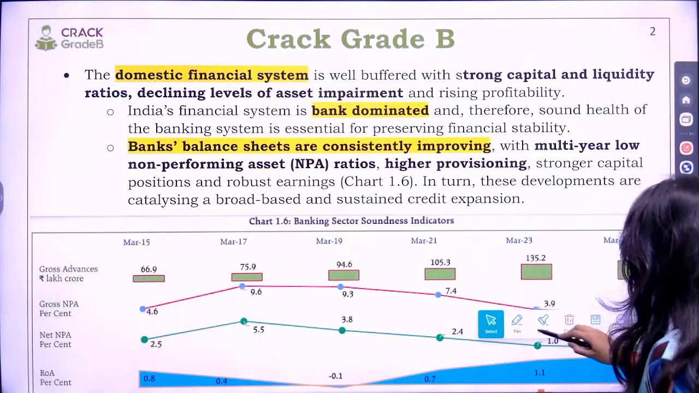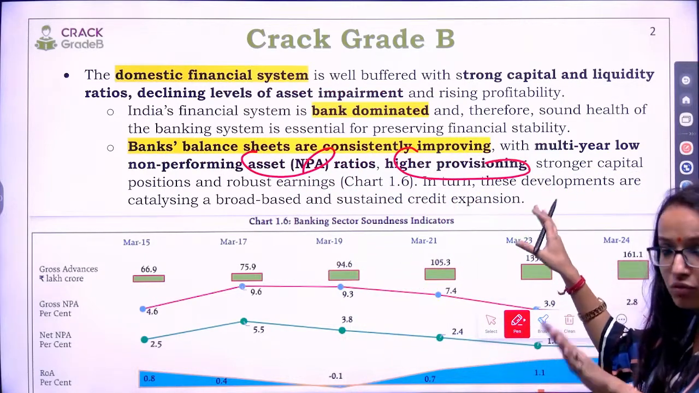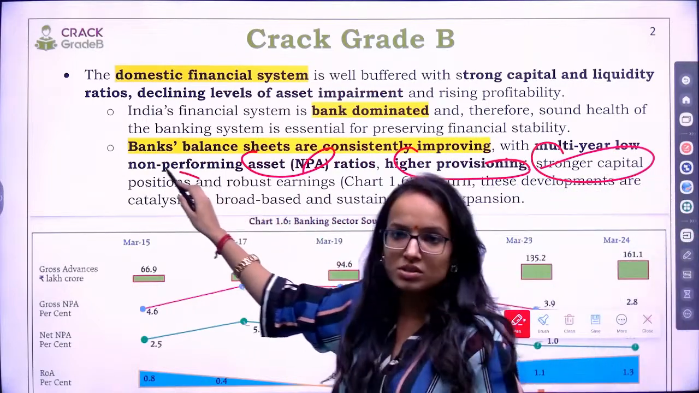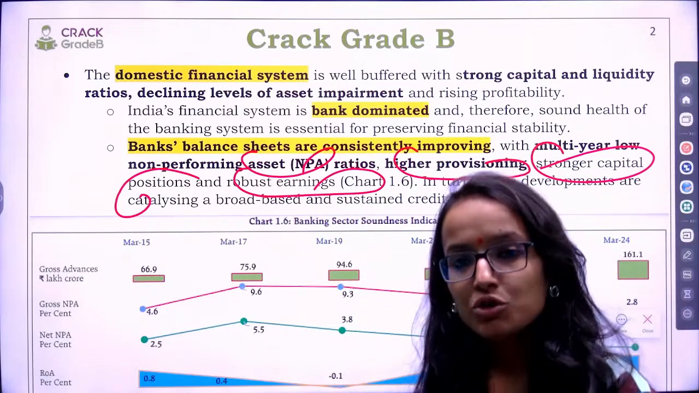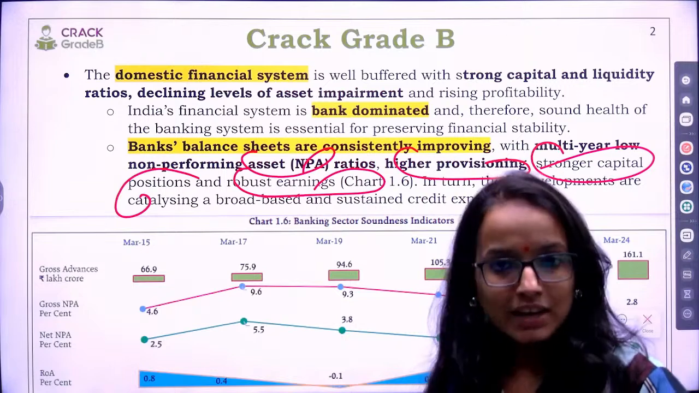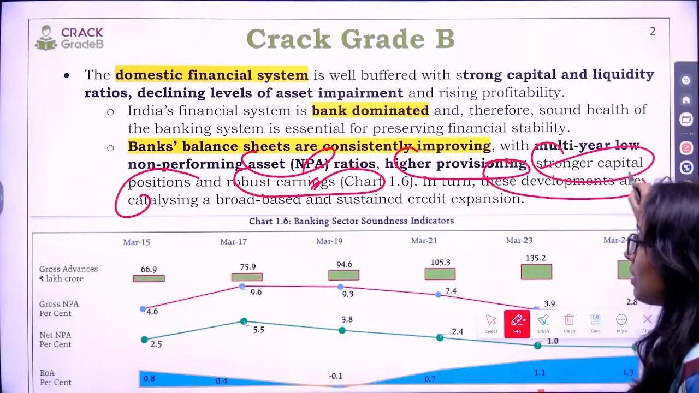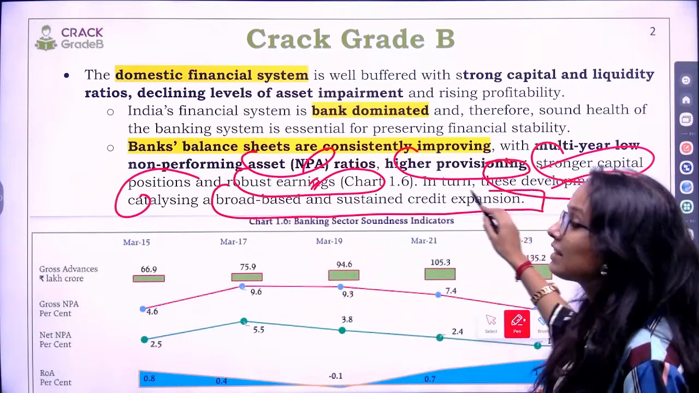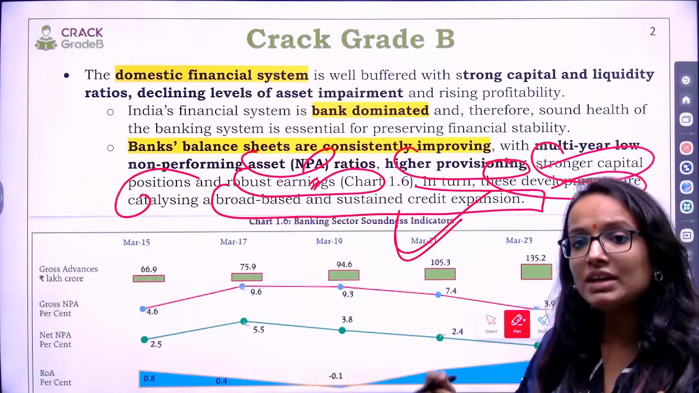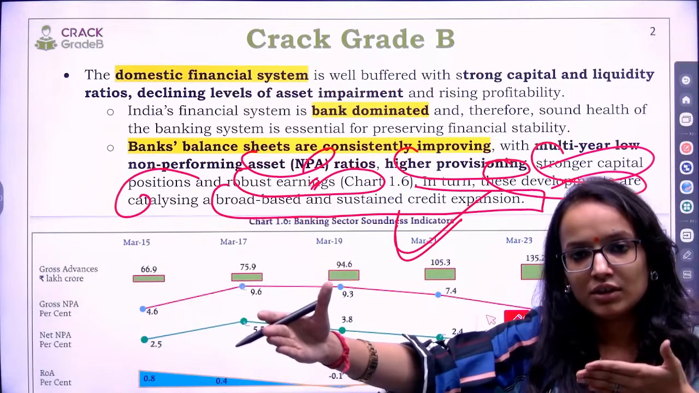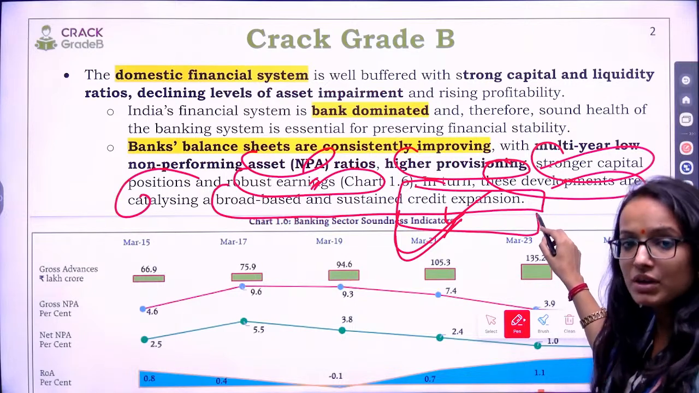So that's how you understand that when NPAs are low, you have higher provisioning, you are maintaining general, specific and floating provisions, then you have stronger capital positions, enough capital, and robust earnings. Your profitability is higher and losses are less. So the balance sheet performing well translates into robust earnings. In turn, these developments are catalyzing a broad-based and sustained credit expansion. When you have sufficient funds and capital, only then can you extend credit to a greater level, right? So credit expansion happens when you have proper liquidity buffers.